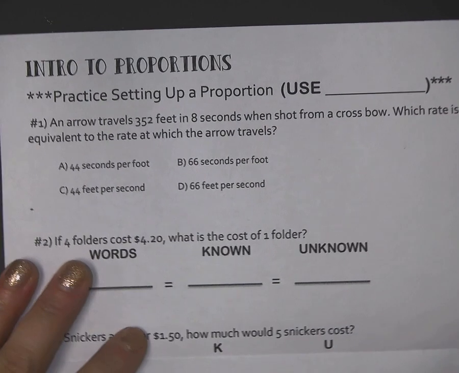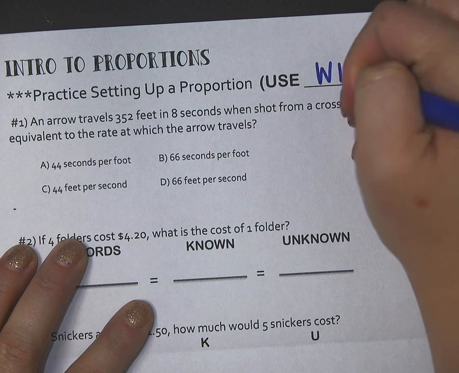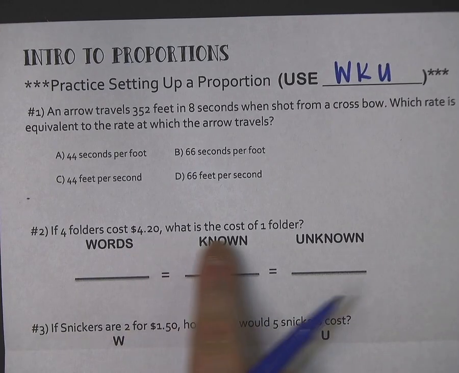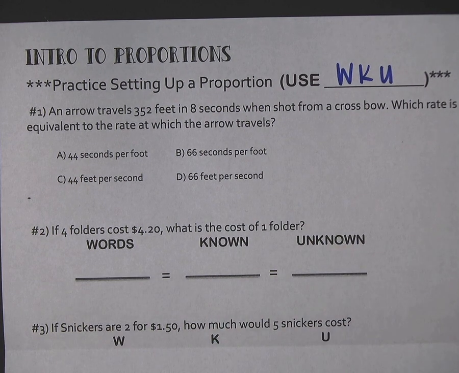It says Intro to Proportions. We're going to practice setting up a proportion using WKU. Remember, WKU stands for words, known, and unknown, okay? So we're going to go through some example problems, and then you guys will be ready to rock and roll.